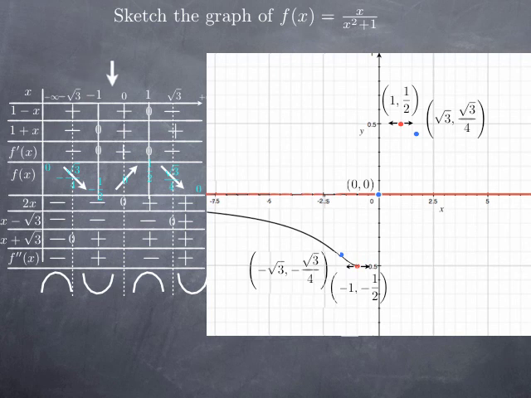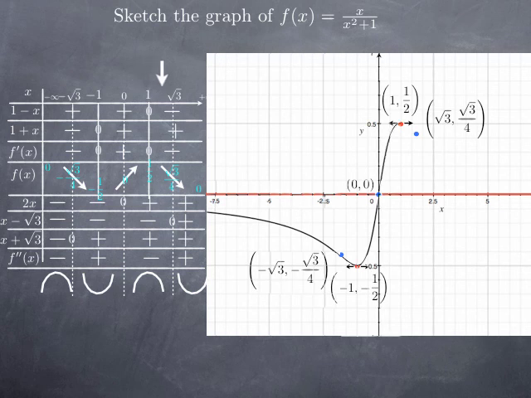On the interval from negative 1 to 0, the function is still concave up, but this time increasing. So I'm going to connect my minimum with the next inflection point with a smooth arc that is increasing and concave up. From 0 to 1, the function is still increasing, but now concave down. So I'm going to connect my inflection point at (0, 0) to the local maximum at (1, 1/2) with a smooth arc that is increasing but concave down.